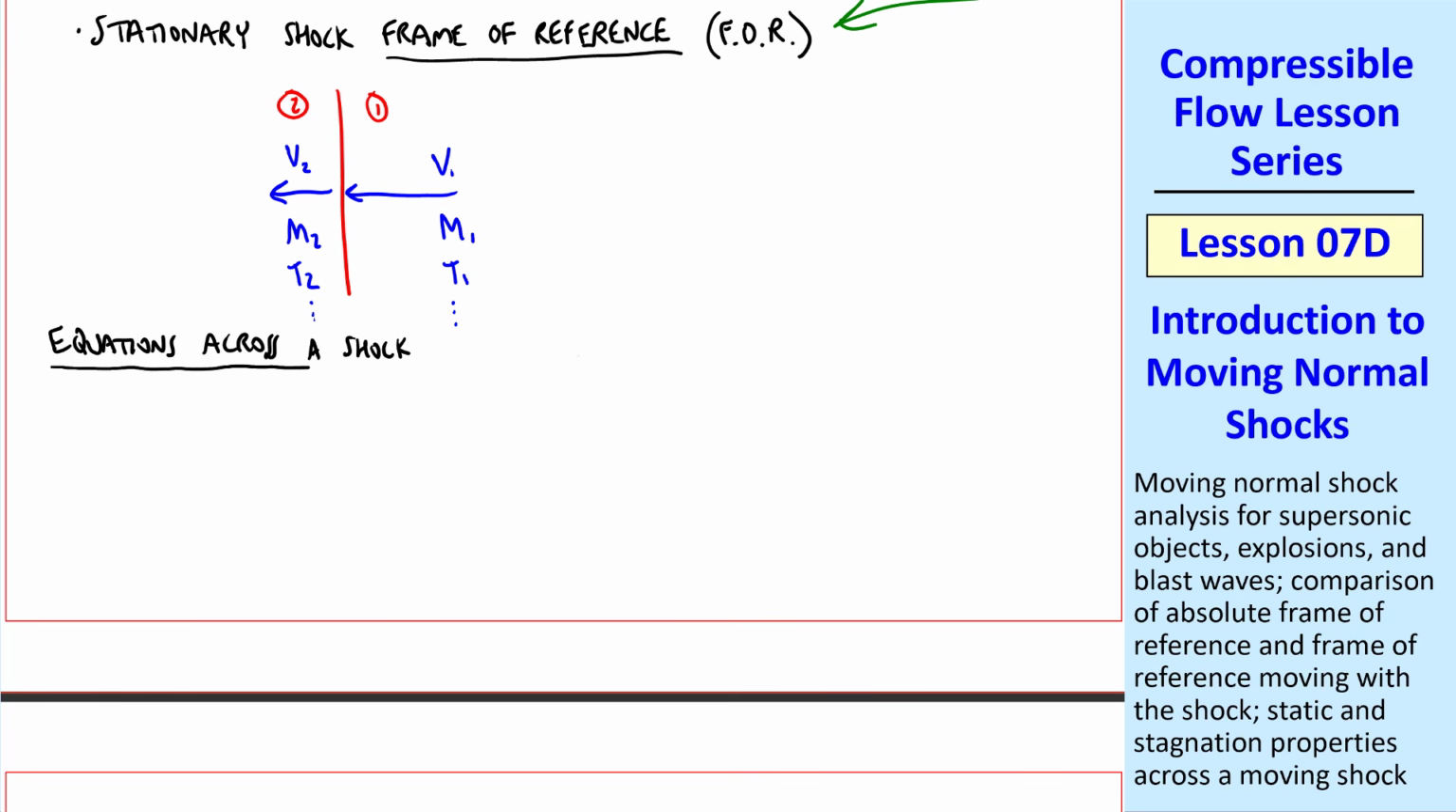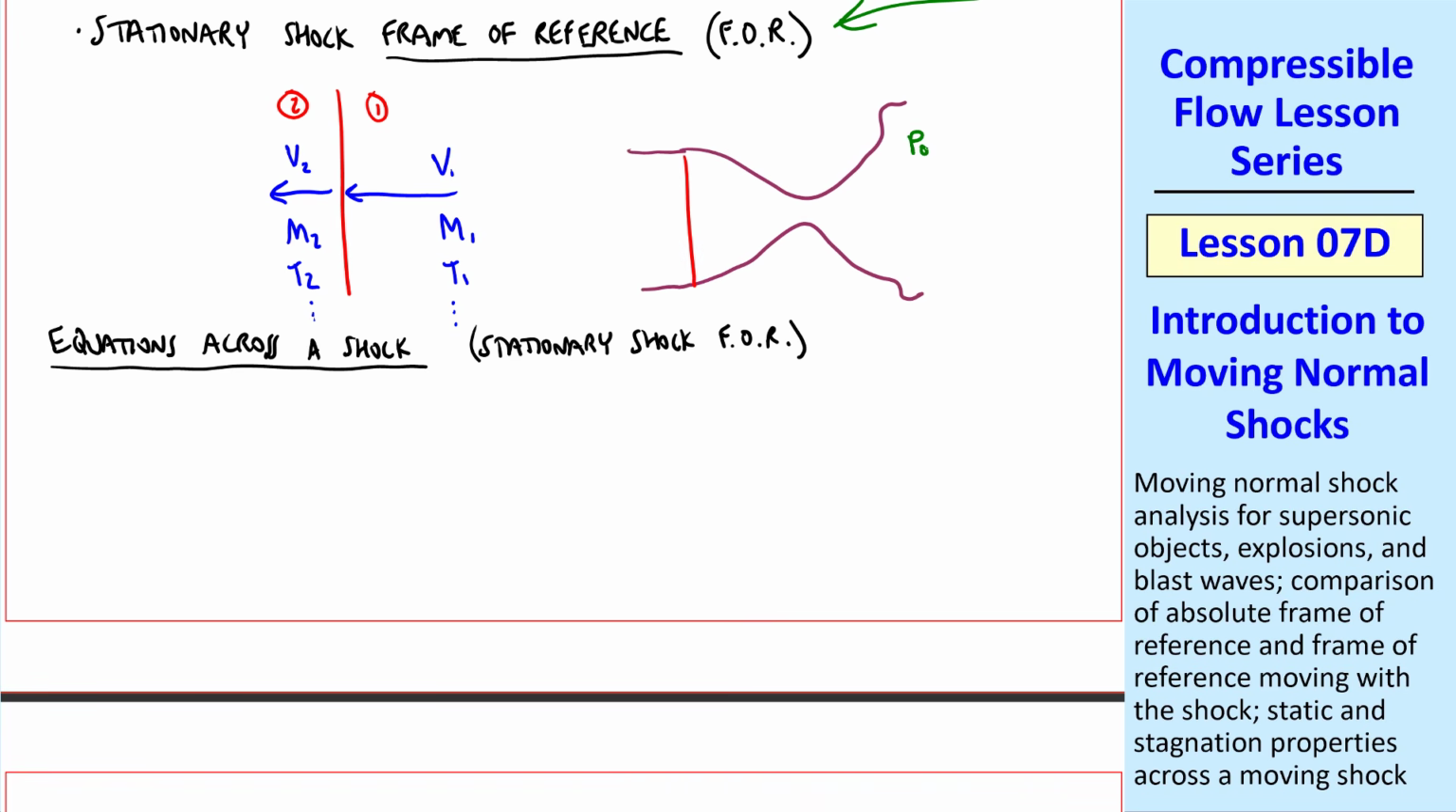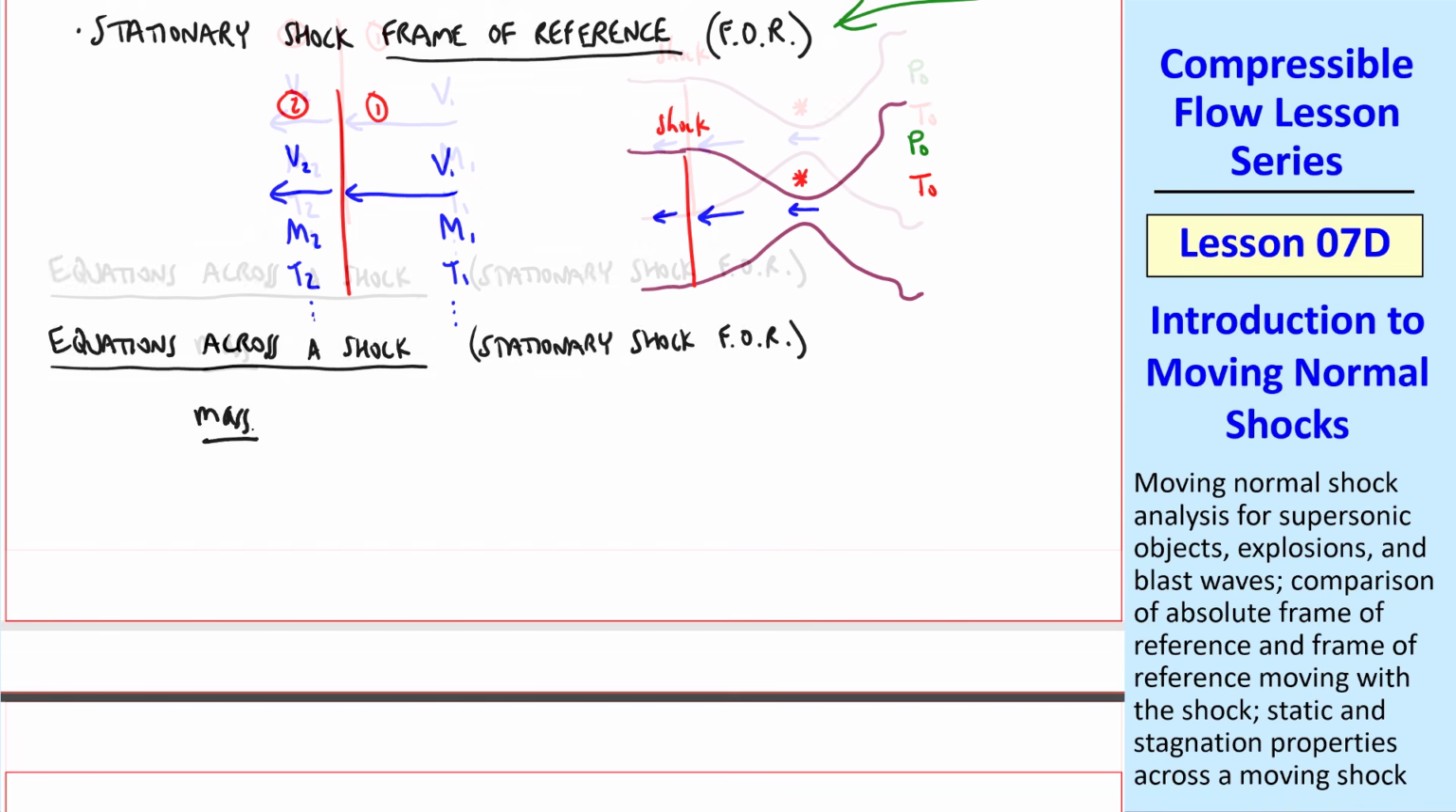Now recall our equations across a shock in this stationary shock frame of reference. In other words, the shock sitting still and the gas moving here from right to left, as for example in a converging-diverging nozzle where the shock is stationary, with flow sonic at the throat and supersonic before the shock, subsonic after the shock. We've discussed this many times, except in the past we've always had flow from left to right. But the equations are the same as previously.